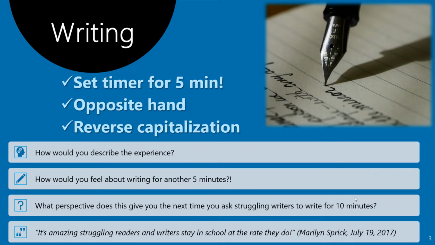Marilyn Sprick said at a training about 4 years ago, it's amazing struggling readers and writers stay in school at the rate that they do. And I think that is accurate. So when we think about student behavior and will versus skill, we always have to keep in mind: what are the academic skills? What are the behavior skills that I need to help support a student through to get them to a higher level of success?